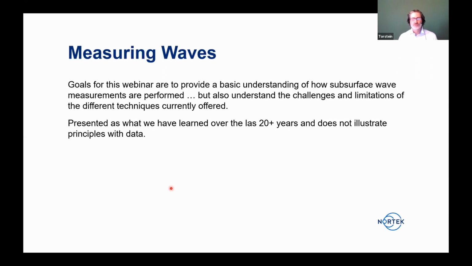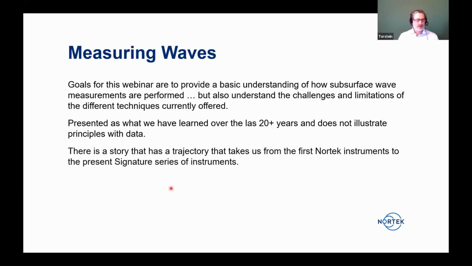What is presented is really what we've learned over the last 20 years. And typically when I give these presentations, I like to share data to illustrate the principles, but because of the format, we're going to keep it short and not really have so much of that. So what you're really going to see here is a trajectory of where we began with wave measurements at Nortek and where we ended up now. So you really see a full sense of how we've grown and improved the instrumentation over the years.